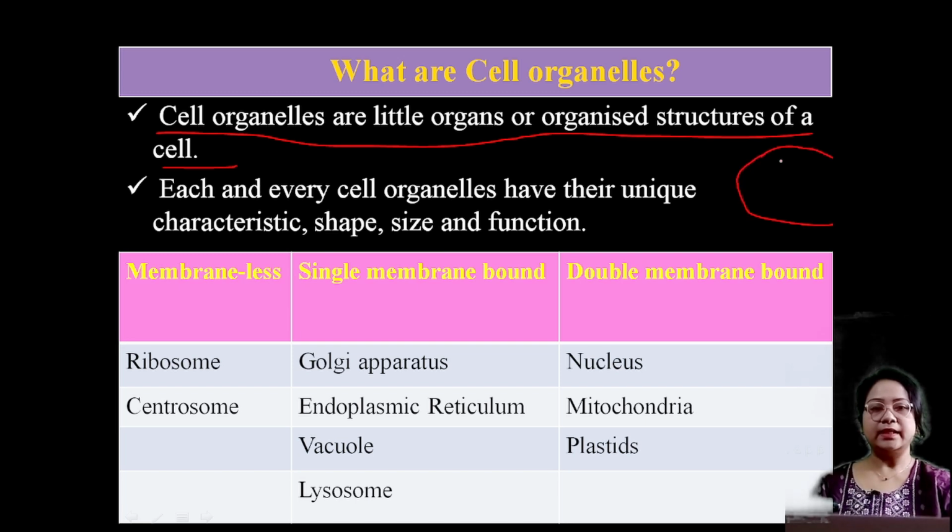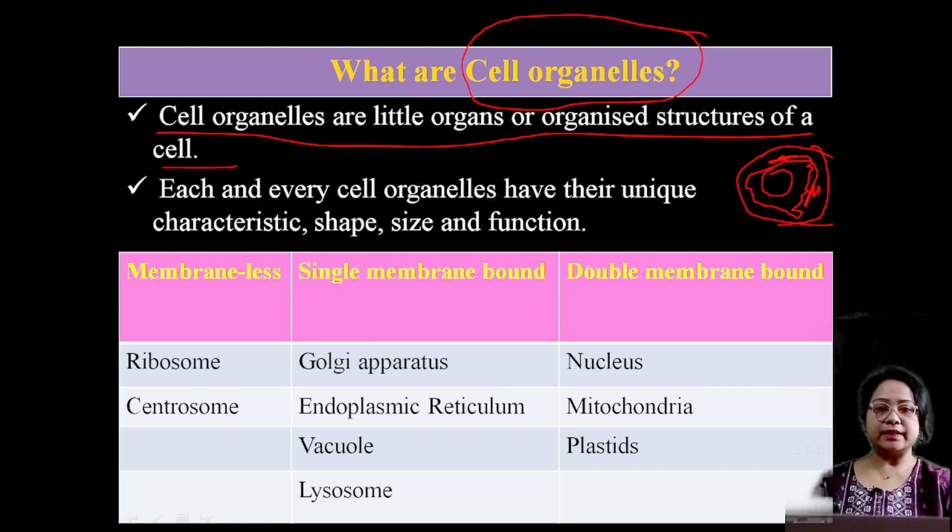This is the cell. This will be the nucleus, and in between the nucleus and the plasma membrane we have the cytoplasm, or the jelly-like substance, and in the cytoplasm the cell organelles float. Cell organelles are also membrane-bound structures, so they have a membrane, or in some rare cases they do not have a membrane.